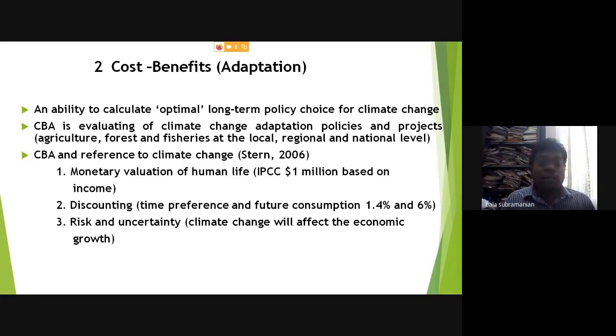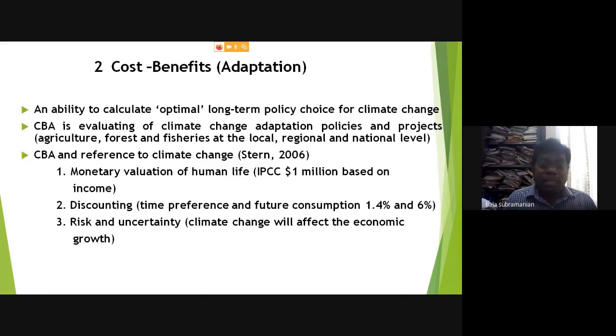The second economic aspect is cost benefit analysis. As you know very well here, the cost benefit analysis is very important for adaptation to climate change. For example, it is used to calculate the optimal long-term policy choice for climate.